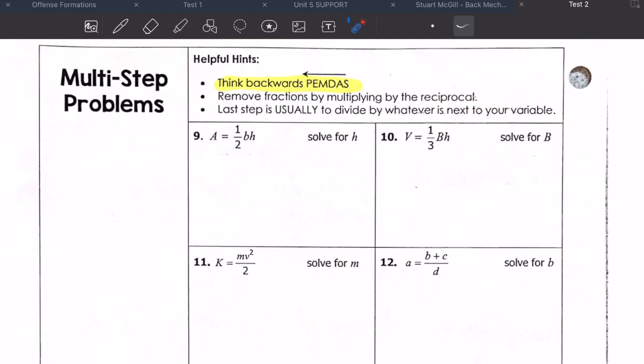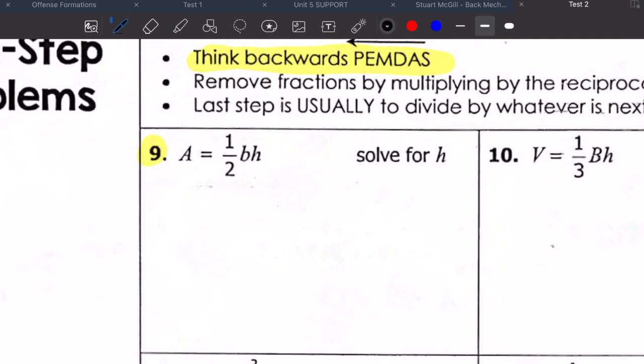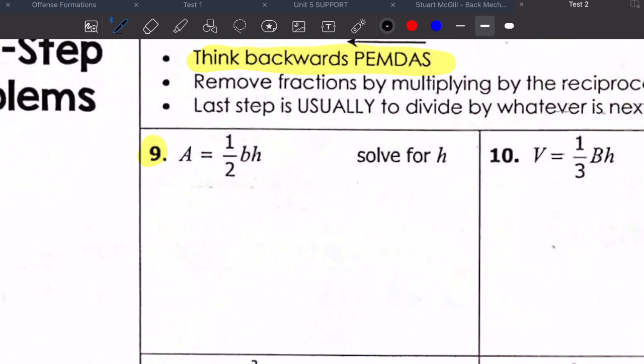So we're going to do a couple of these questions. Specifically, we're going to start with number 9, and it's just a couple of steps. So let's go through here. We're going to solve for H, which means I've got to try to isolate that letter H. As of right now, I've got 1/2 times B times H. So if I want to get rid of times 1/2, it really is hard to divide by 1/2. So that's where this multiplying by reciprocals comes into play.